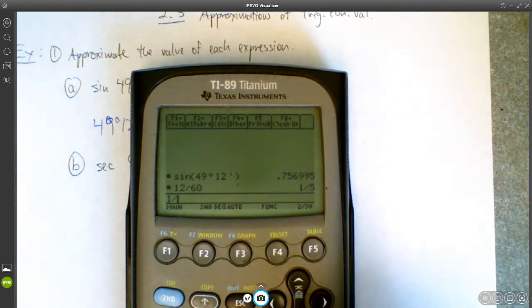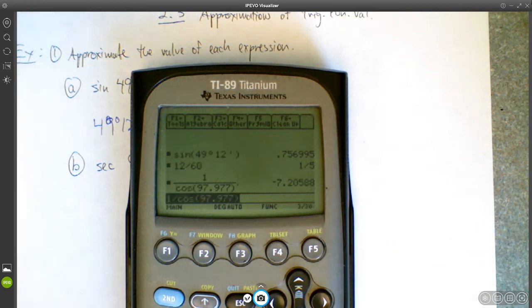So let's see about how much that is. 1 over cosine of 97.977. That's about negative 7. If we're going 4 decimal places, negative 7.2059.